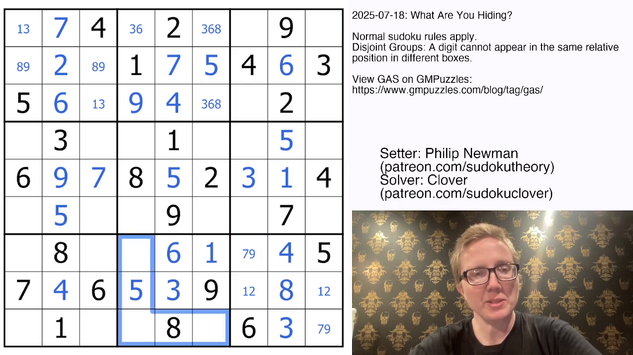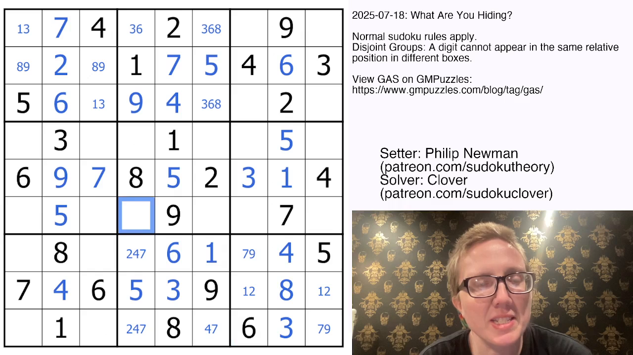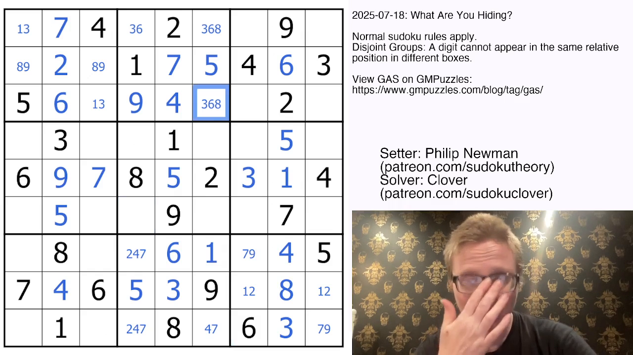Now, if I look at this region, this has to have a 2, a 4, and a 7. This can't be the 2 because it sees a 2 by normal Sudoku. And I'm just scanning to see if there are any disjoint groups that I can use at this point. I don't see any immediately, so let's keep going with a little bit of normal Sudoku.